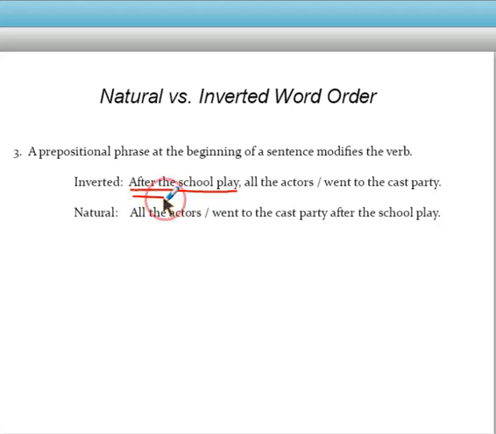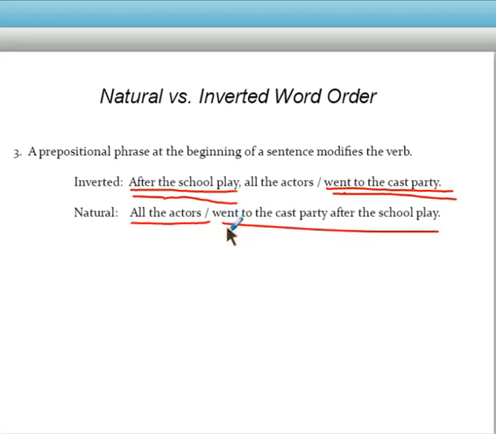Oops. Okay, pardon my underlining here. And then went to the cast party would be twice as well. But then in our natural, again, it goes back to the regular. Oops. I'm having a hard time underlining today, sorry. All right, there you go.